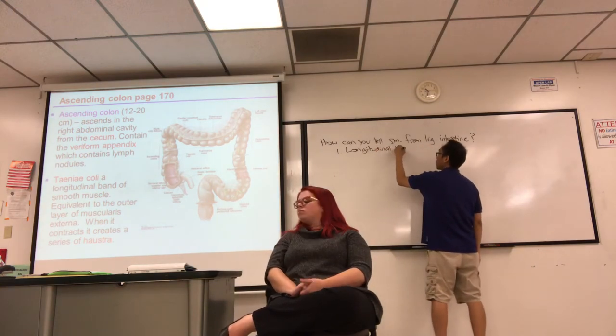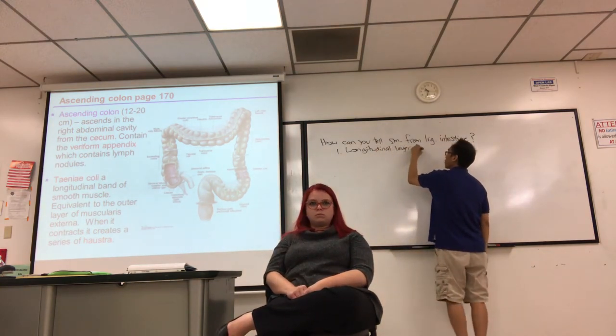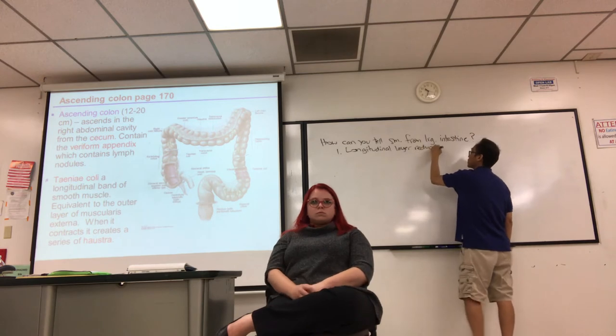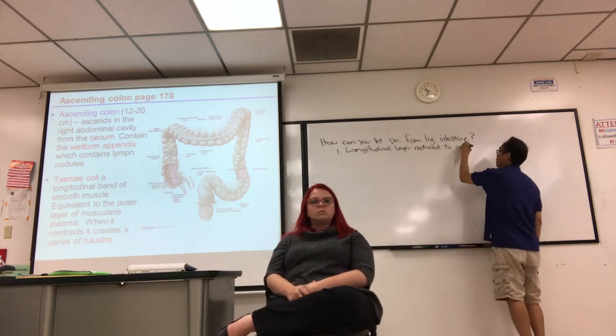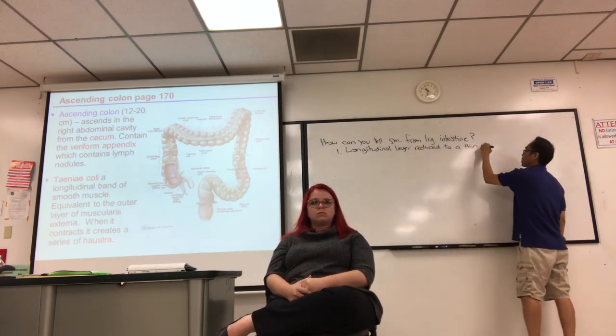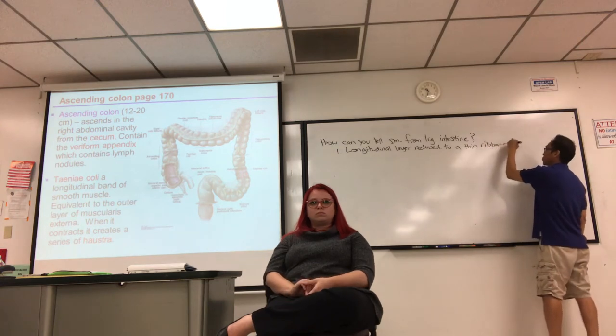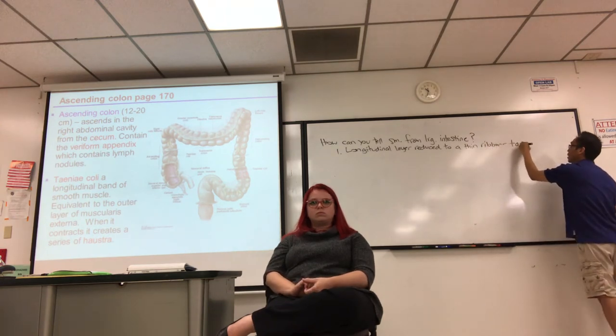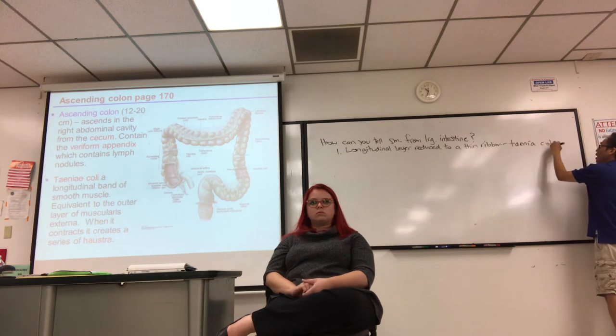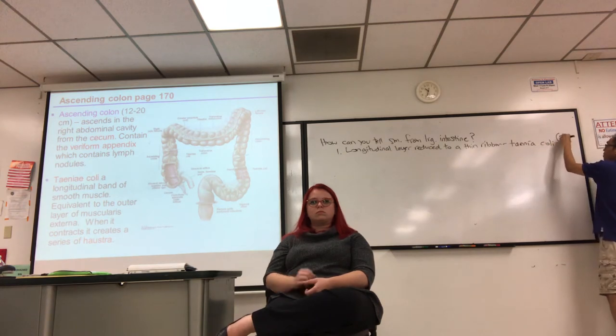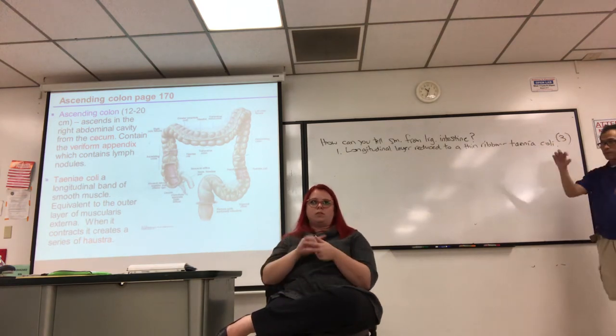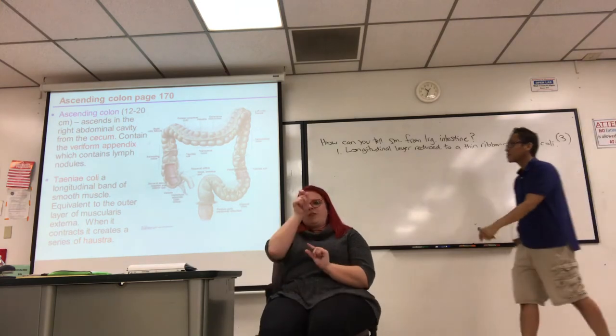Okay, a little thin band. The longitudinal layer is reduced to a thin band or ribbon, and the structure is called taenia coli. You've got three of them. Three thin bands.